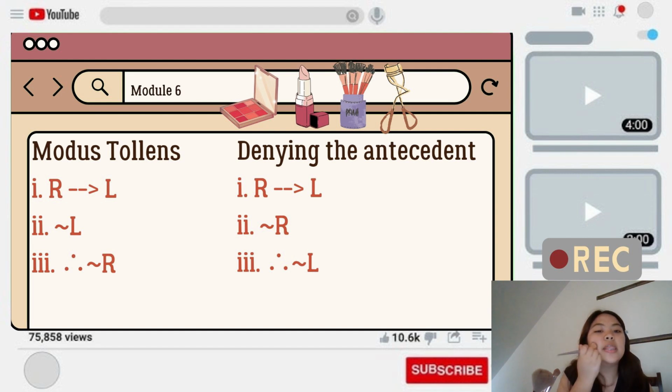Formal logicians say that modus tollens is valid when denying the consequent, or the then statement, while modus ponens is valid when you affirm the antecedent. However, when you do the reverse, such as affirming the consequent and denying the antecedent, you create an invalid argument in the form of premise 1, if R, then L. Second premise is not R, and therefore not L, which is called denying the antecedent. Remember, when you affirm the consequent and deny the antecedent, the result is an invalid argument.